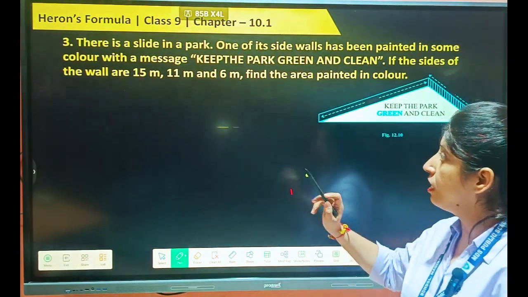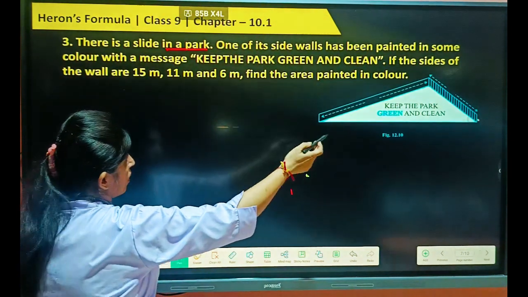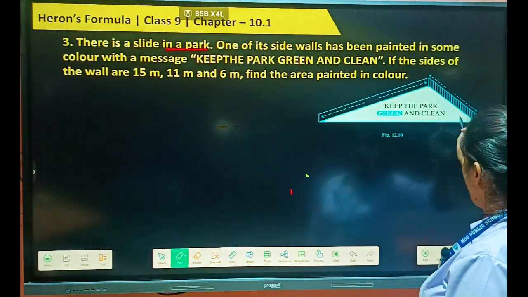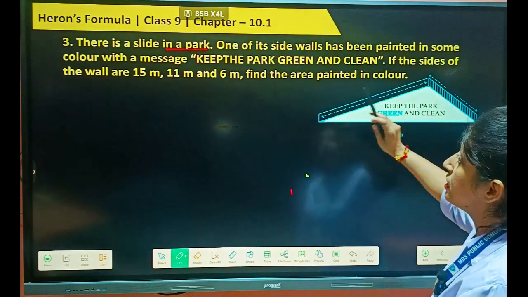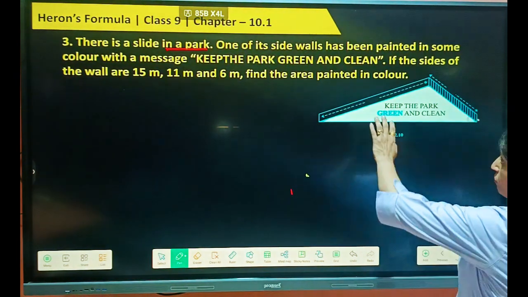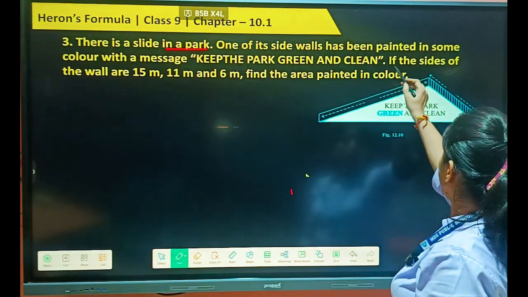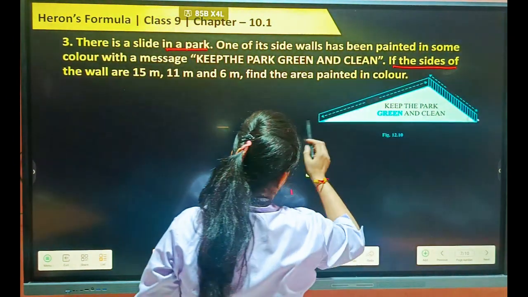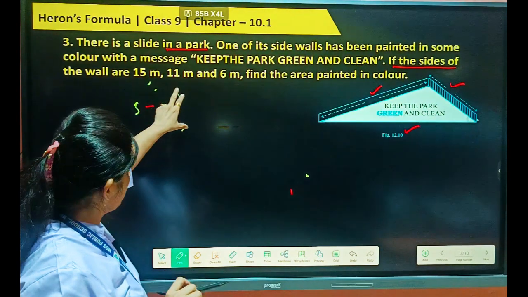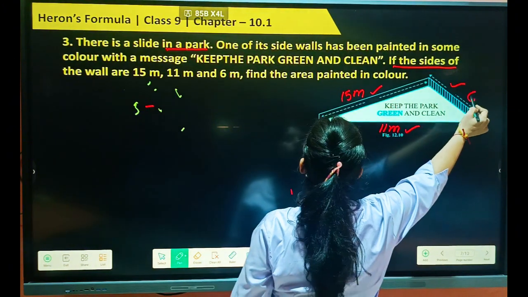Now third question is, there is a slide in a park. Slide is, you know that, like this. One of its walls has been painted. So one wall we want to paint in some color with a message, keep the park green and clean. This message should be written over there. If the sides of the wall are given, one this and this, 15 meter, 11 meter and 6 meter. This is 15 meter, this is 11 meter, and this is 6 meter.